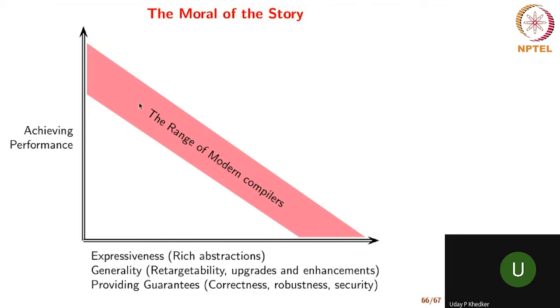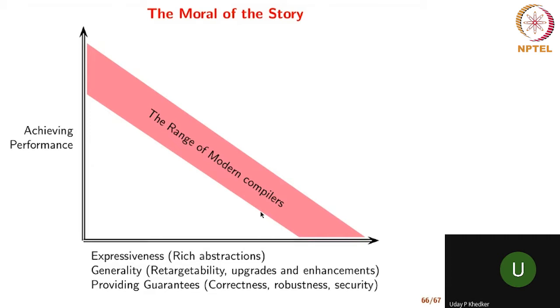So when we make things more expressive, perhaps we are not giving performance. If we want performance, perhaps we are reducing expressiveness or giving fewer guarantees. The more optimizations you do, the fewer guarantees you can give about the compiler.